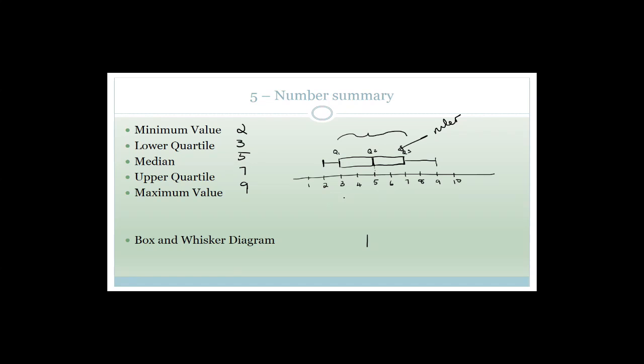If it looked like this, say your box still went to 7, but let's say Q2 happened to be here, so this was Q1, this was Q2, and this was Q3. It just depends on how the data was arranged. We would say that this was skewed to the right. Okay, what is it saying? It's saying that more of the data points are found above the median. Okay, more of the data points are found above the median.